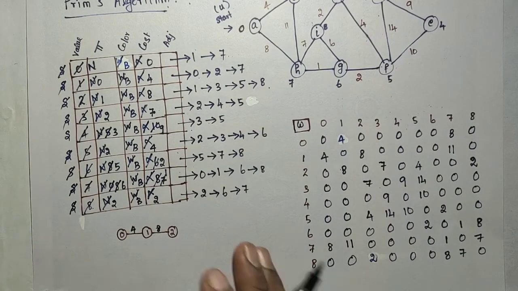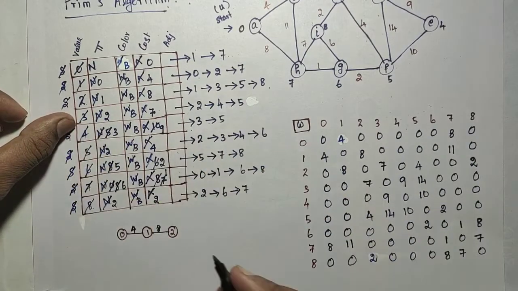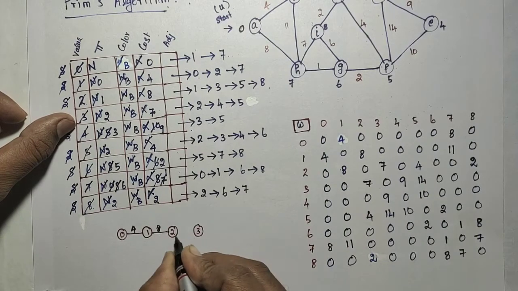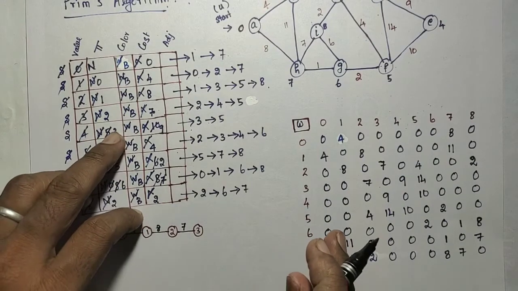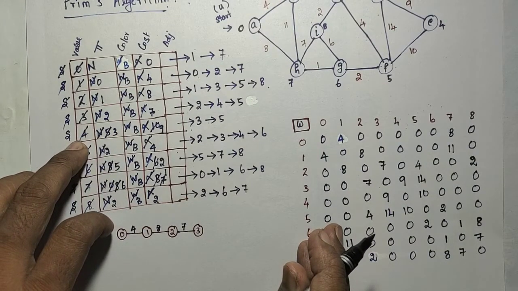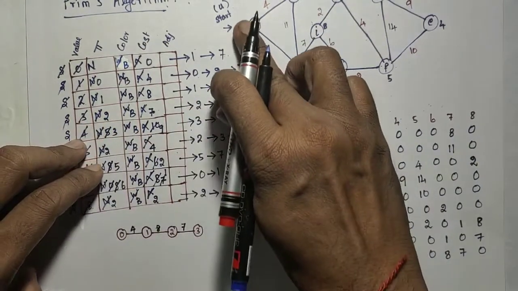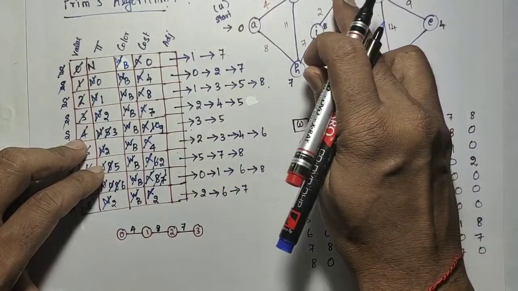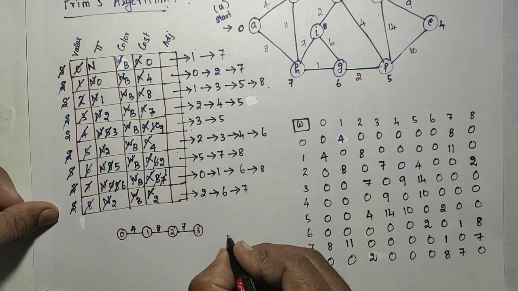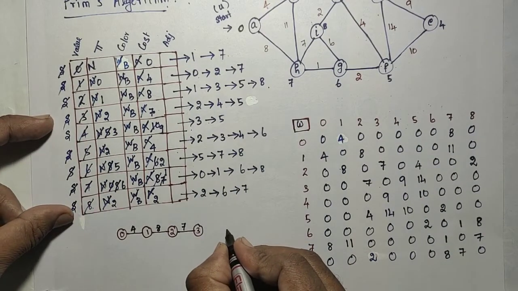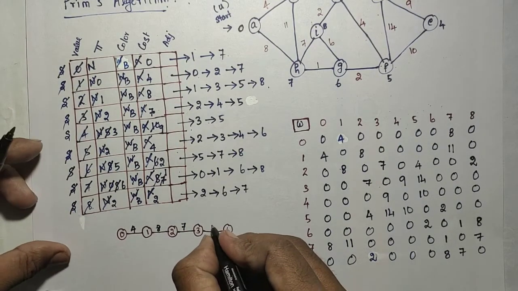Next, 2 to 3, the cost is 7. That also will be added. And then 3 to 4, the cost is 9. So 3 to 4, 0 to 1, 1 to 2, 2 to 3, and then 3 to 4, the cost is 9. Like that we have added.